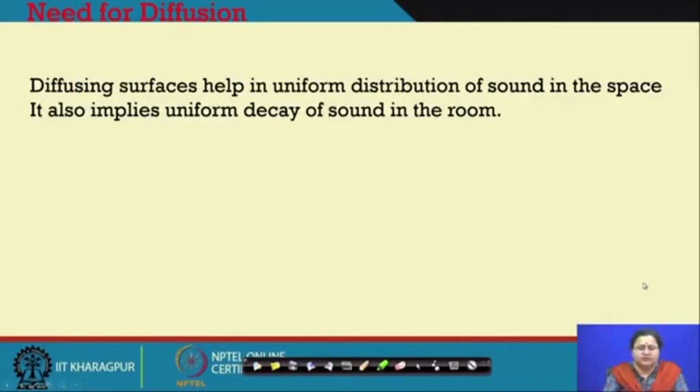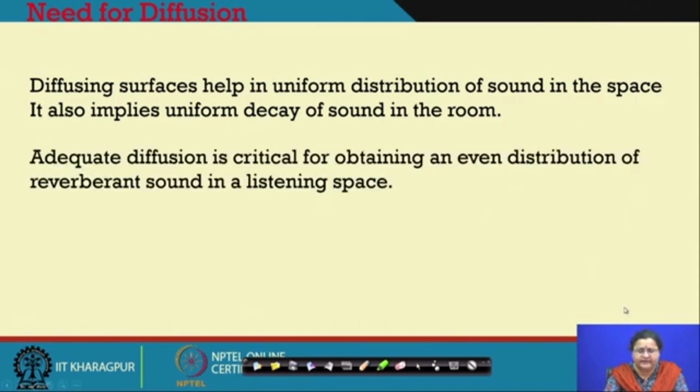So, what is the need for diffusion? Diffusion helps in uniform distribution of sound in the space, and it also implies uniform decay of the sound within the room. So, it actually distributes the sound energy equally towards the receivers, all from the front till the back. Adequate diffusion is critical for obtaining an even distribution of reverberant sound in a listening space.